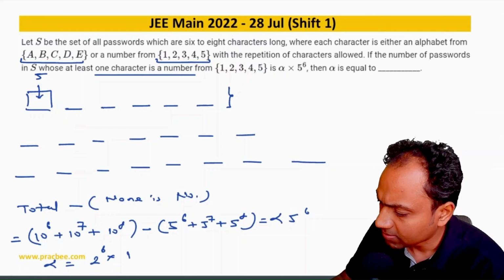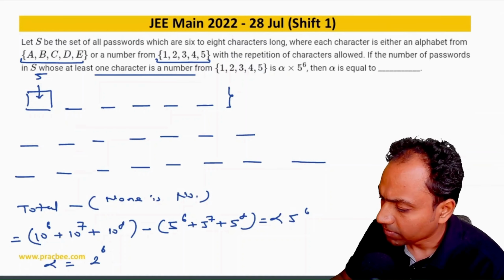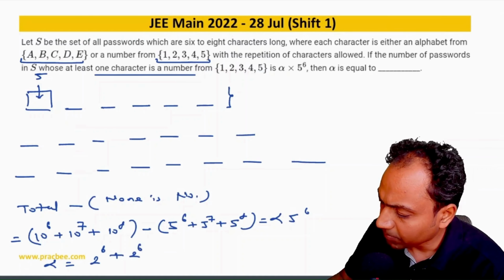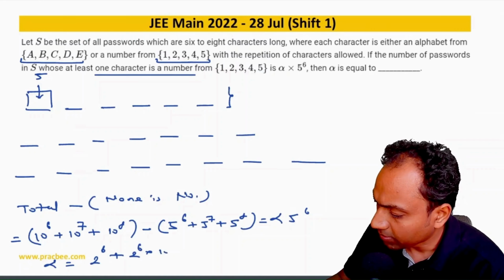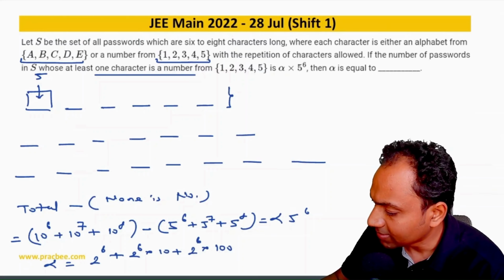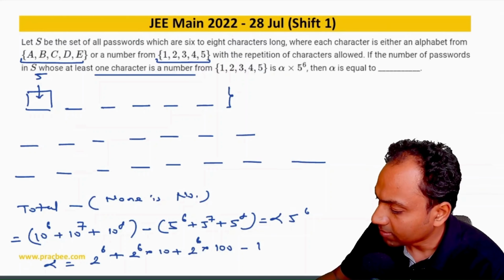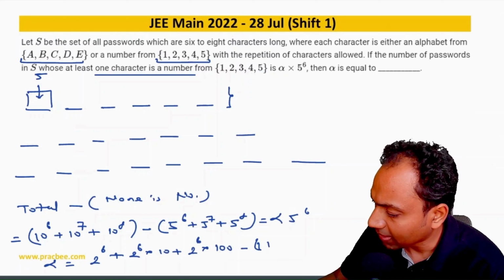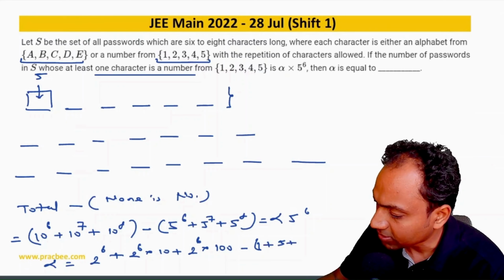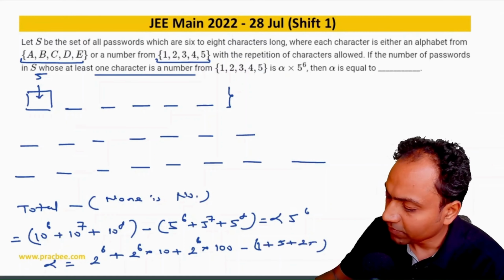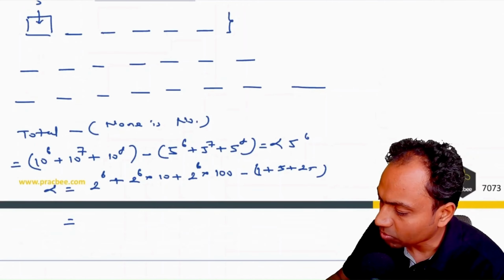And plus 2 raised to the power 6 into 10 plus 2 raised to the power 6 into 100. And then minus 1. In the second case, what we'll have is nothing but 5. And in the third case, we'll have nothing but 25. If I simplify this, the value of alpha comes out to be 7073.